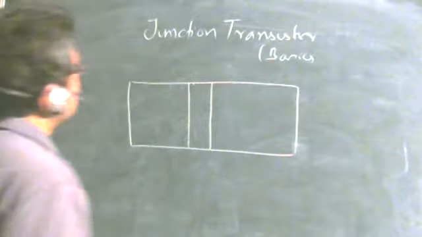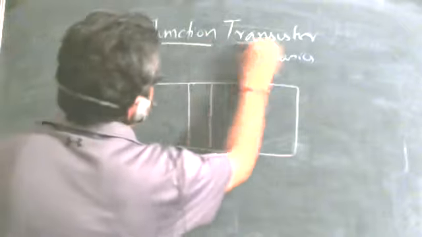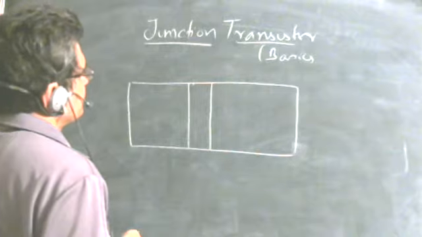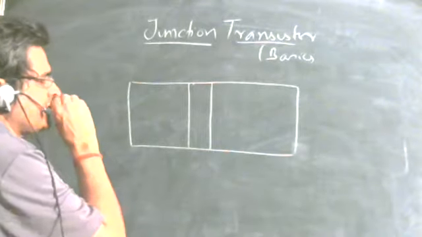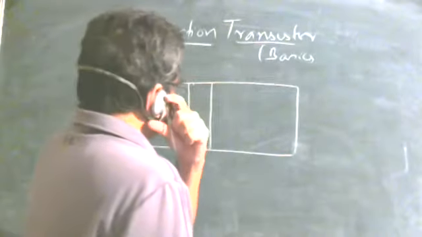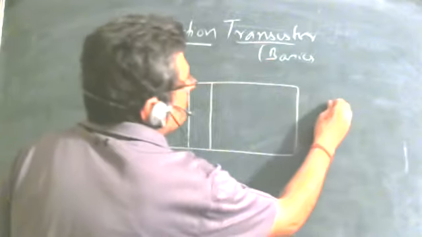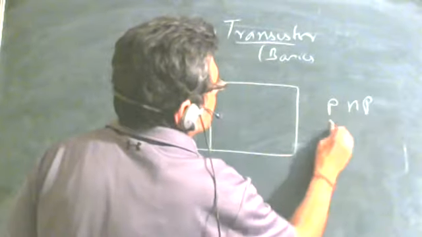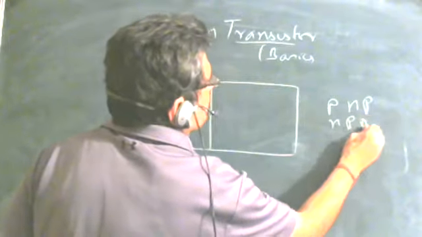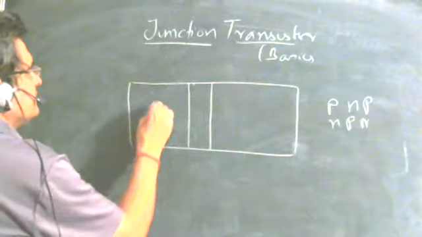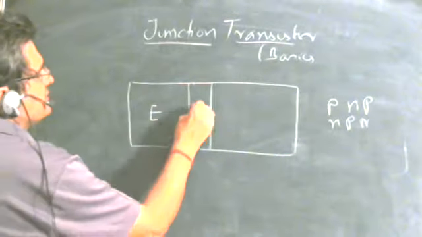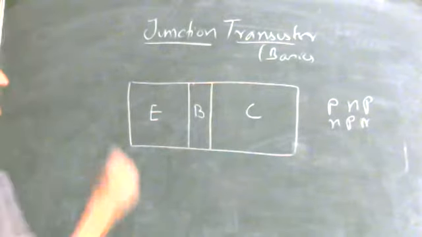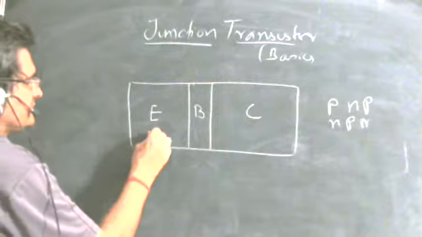In this lecture, we'll cover the basics of the junction transistor, the very basics of transistors. Transistors are semiconductor devices made of a combination of PNP, or I can say NPN. There are three layers. One is called the emitter, another is called the base, and the third one is called the collector. There are certain basic characteristics of this.